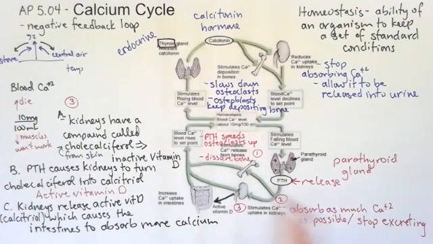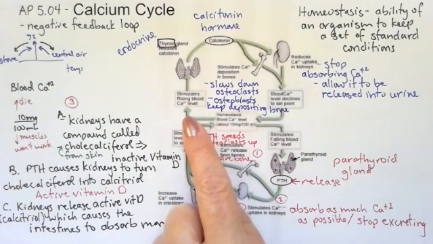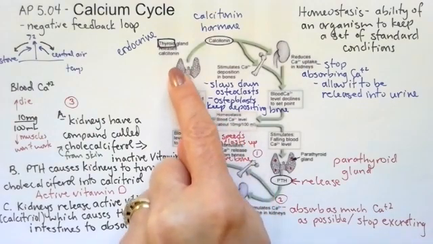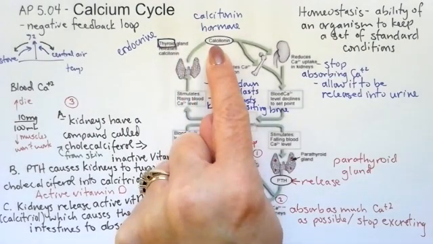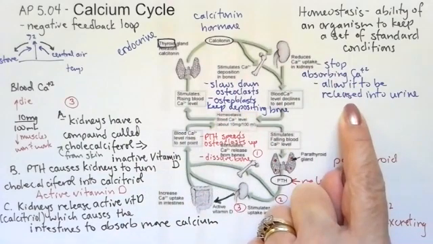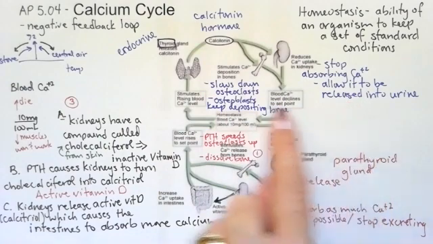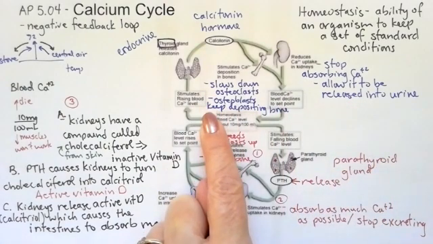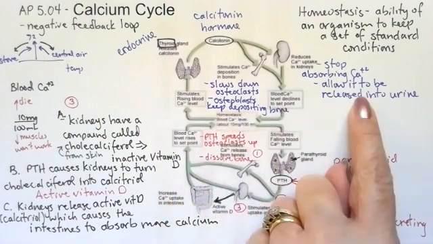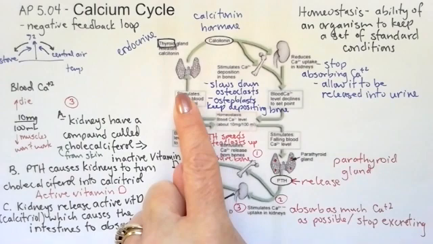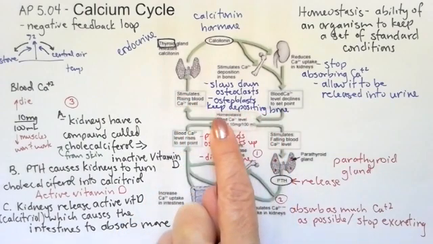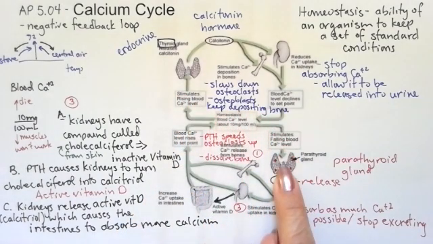So let's recap. If we have hypercalcemia, the thyroid activates and releases the hormone calcitonin. This causes calcium to be released into the urine, slows down the osteoclasts, but the osteoblasts will keep depositing bone. And so we're releasing it outside the body, we're putting it into the bones, and we bring our levels back to center. If we're low, that's a little more complicated.